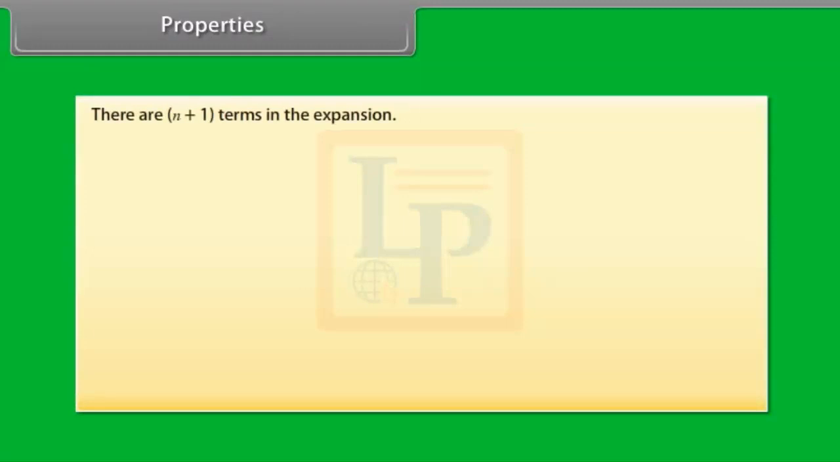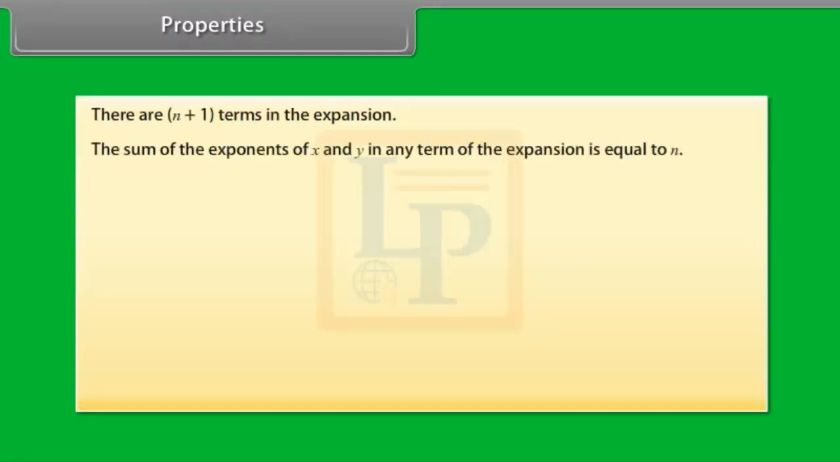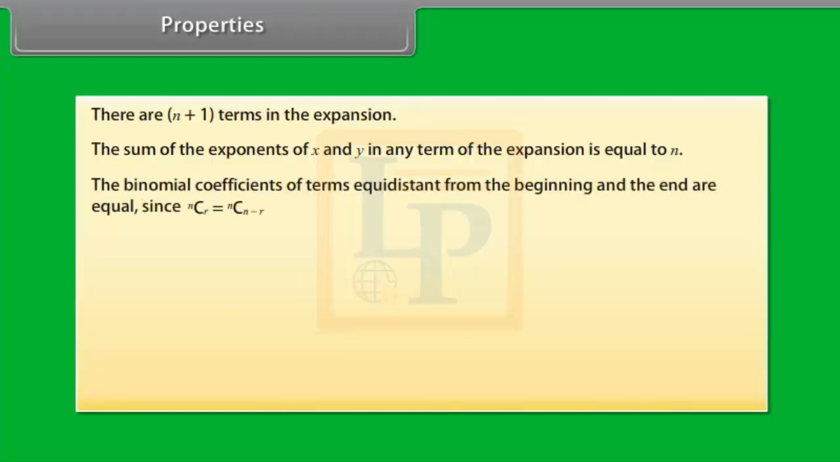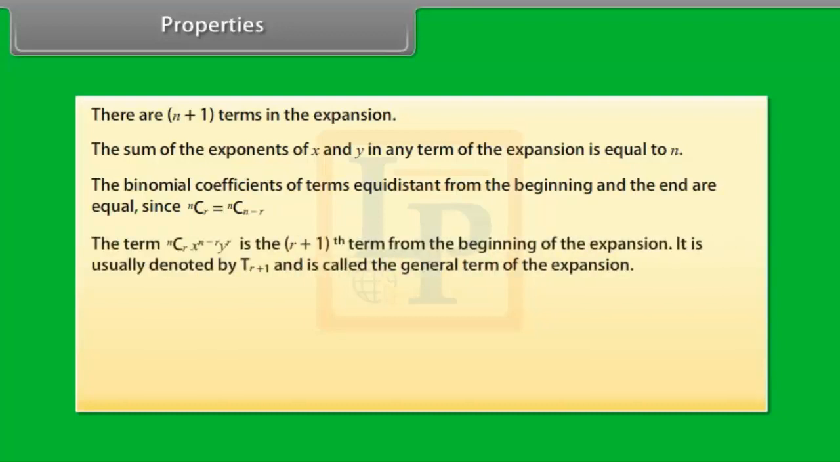Properties. There are n + 1 terms in the expansion. The sum of the exponents of x and y in any term of the expansion is equal to n. The binomial coefficients of terms equidistant from the beginning and the end are equal, since nCr = nC(n−r).